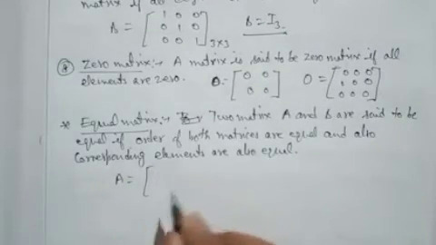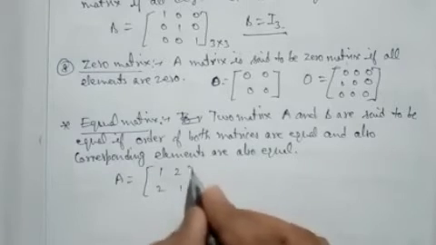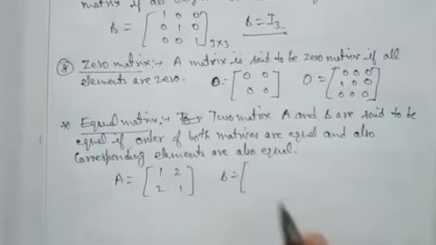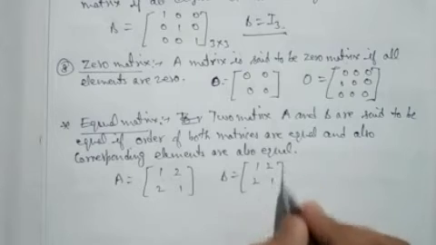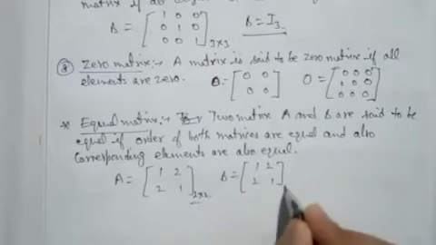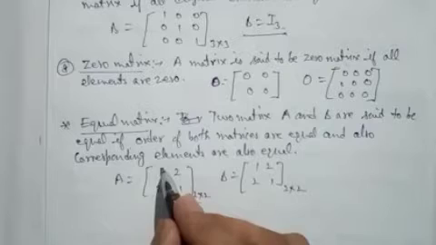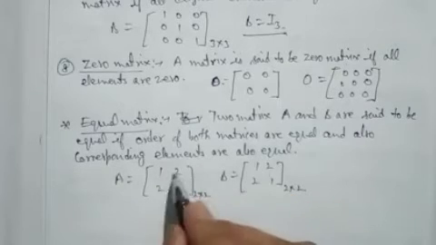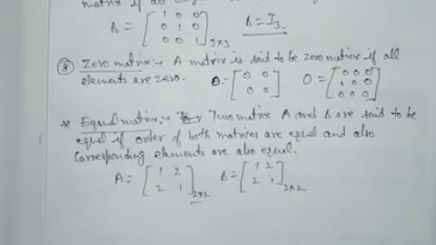For example, A matrix is 1 2 2 1. So B matrix is equal to A matrix if it is 1 2 2 1. Order of both matrices are equal, and corresponding elements means first element equals first, second element equals second, third element equals third.